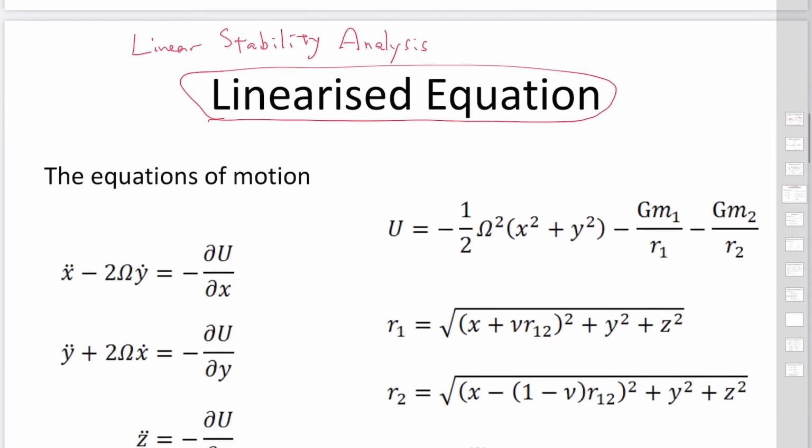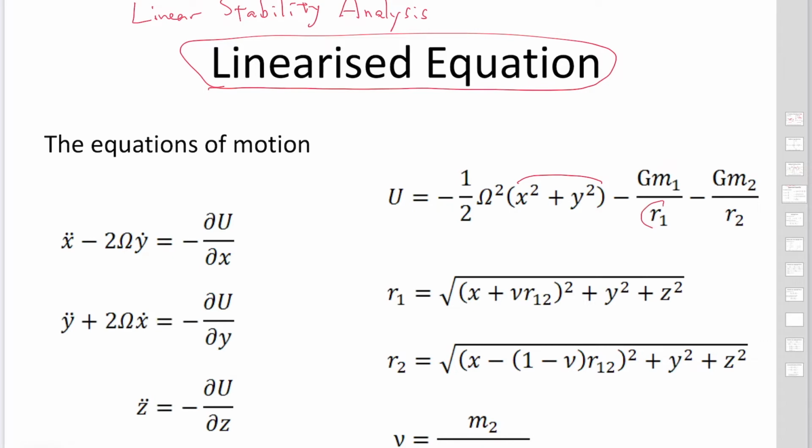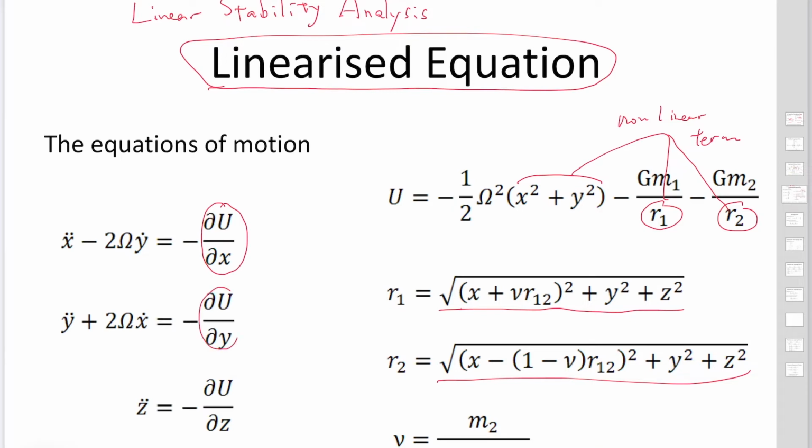If you look at the equation for U, with x squared, y squared, and r1 and r2, it is a complicated function. It is not proportional to x or y, so these terms we call nonlinear terms. ∂U/∂x, ∂U/∂y, ∂U/∂z should be expressed with linear terms. If we consider the x squared term, the derivative of x squared becomes 2x, so ∂U/∂x becomes a linear term. The y squared term is the same. But in the case of r1 and r2, even if you take the derivative of r1 and r2, it remains a nonlinear term. So we would like to linearize these gravitational terms.